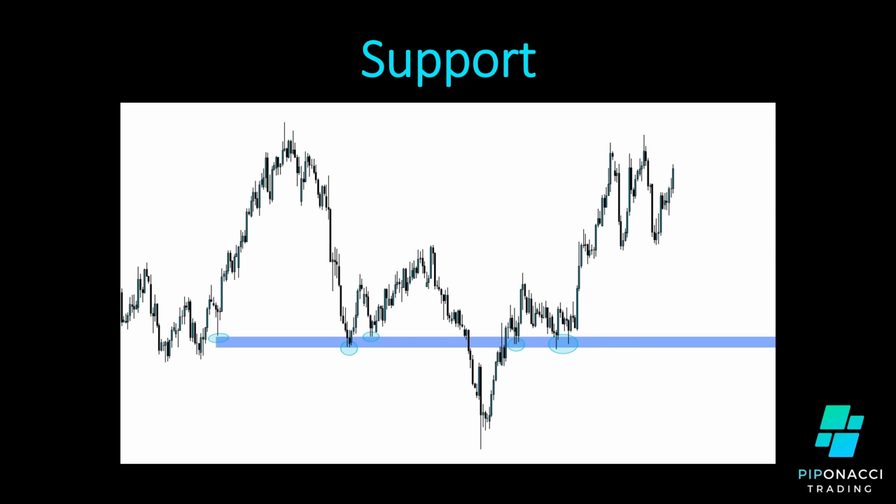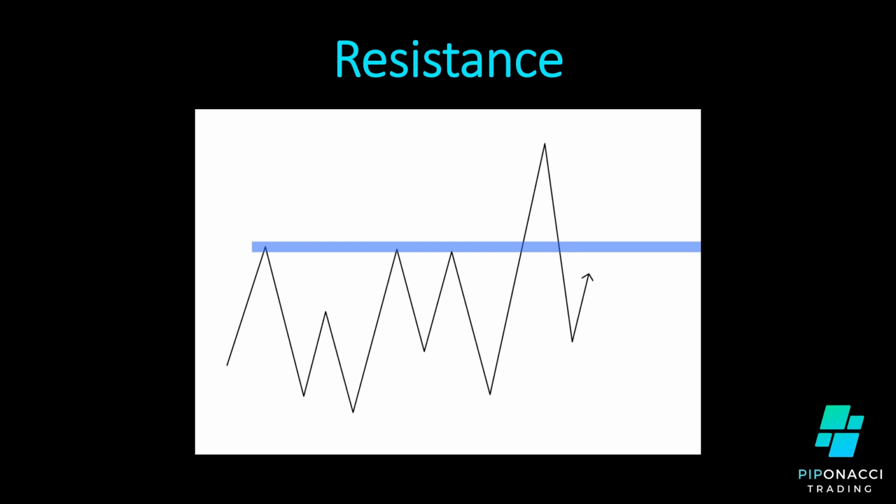On the flip side, if we look at resistance, it's the exact same situation. We've seen this area act as the ceiling or the roof, bounce, bounce, bounce. Sometimes price is not going to respect it 100% of the time. But if you have a level which has been respected multiple times as resistance, the likelihood of it being respected again in the future is also quite high.